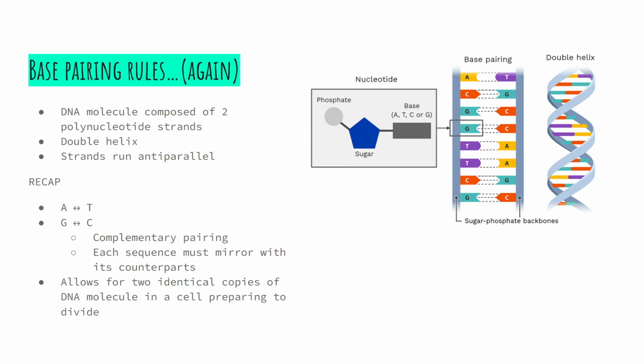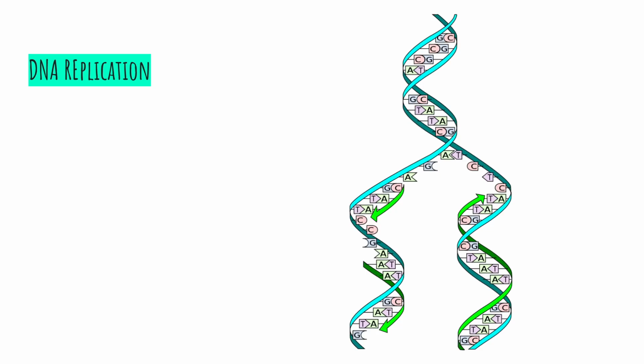We have our DNA molecule composed of two polynucleotide strands. So a nucleotide is just one section of this DNA. We have our sugar and our phosphate, making our sugar-phosphate backbones, and our nitrogenous bases, which pair in accordance with each other. So we can only have our adenine to our thymine, or vice versa, and our guanine to our cytosine. This is known as complementary pairing, and each sequence must mirror with its counterparts. This allows for two identical copies of the DNA molecule in a cell preparing to divide.